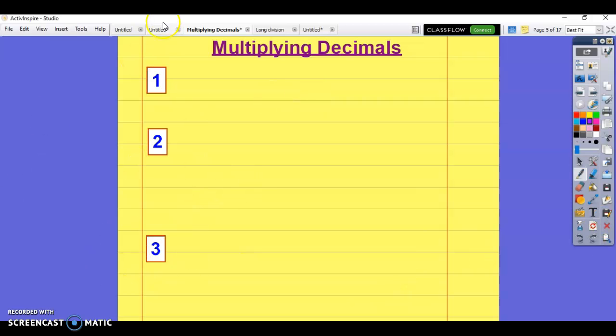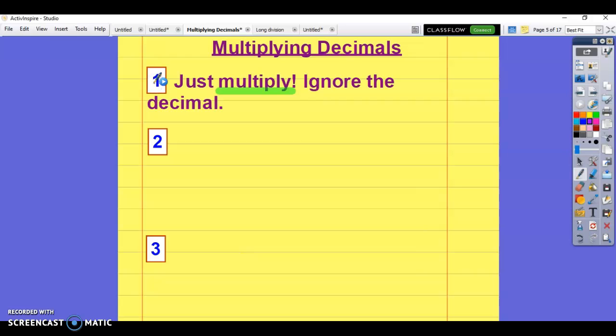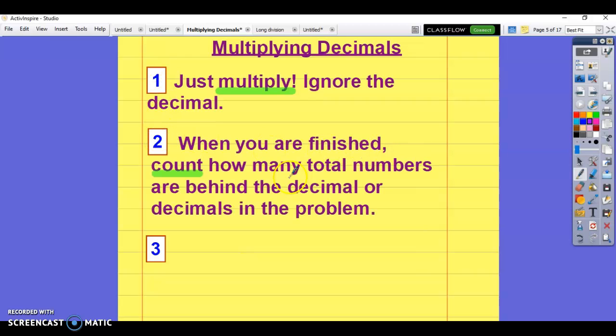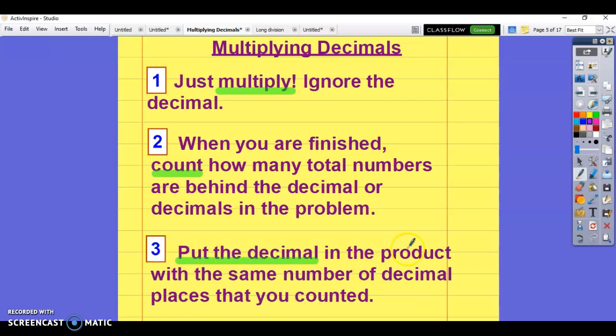Multiplying decimals. Now just remember, when multiplying decimals, just multiply and ignore the decimal first. Then when you're finished, count out how many total numbers are jumped behind the decimals in the problem. Then you put the decimal in the product, with the same number of decimal places that you counted.